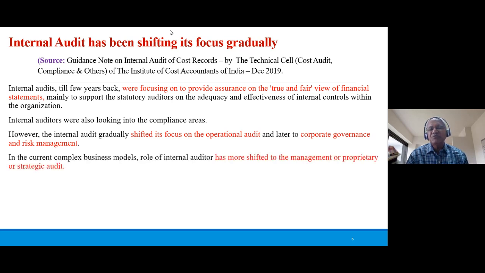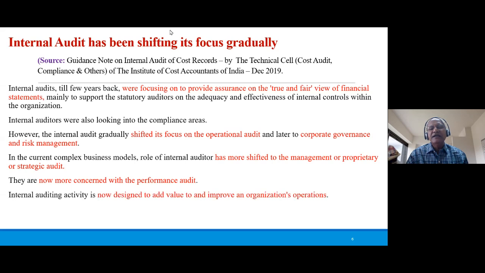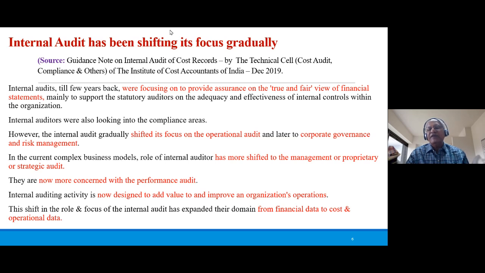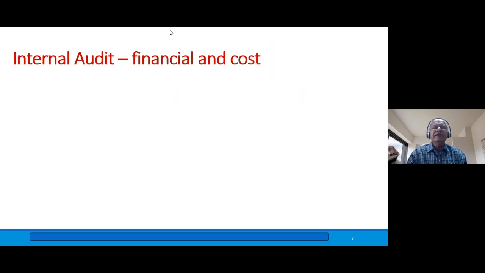With the current complex business models, the role of the internal auditor has shifted more to management or strategic audit. They are now more concerned with performance audit, designed to add value to and improve an organization's operational part, and then from financial data to cost and operational data. Now the scope has widened so much that everything concerning a corporate company can be conveniently covered under internal audit. So you can imagine the scope of opportunities for cost accountants, because the legal approval is there for cost accountants to undertake that internal audit responsibility.